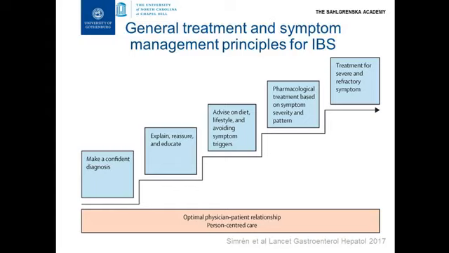But as I said already, the basis for this is to establish an optimal physician-patient relationship and to use what we call person-centered care, where the patient's agenda or view should be the focus of the management. And this is very important in general when we manage patients in the healthcare system.